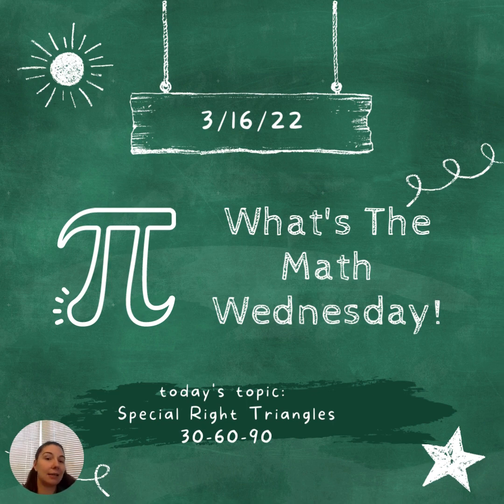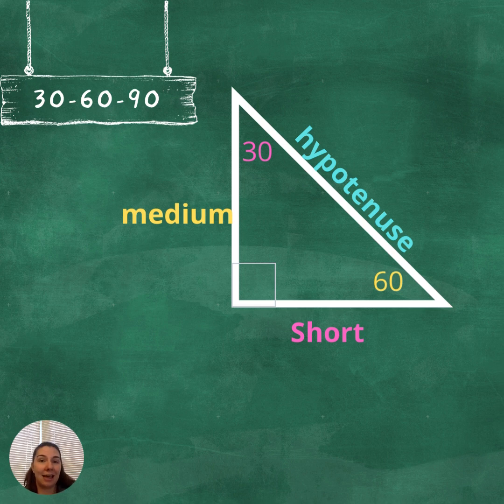Last week we did special right triangles, specifically 45, 45, 90s. So this week we're going to do the 30, 60, 90s. Like I said last week, these numbers are representing the angle measures of the triangle. So in this case, it's a right triangle and the angles are 30, 60, and 90.